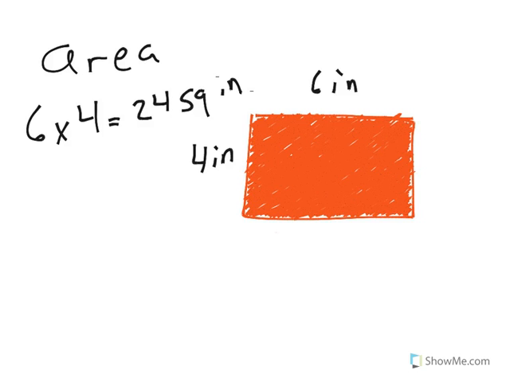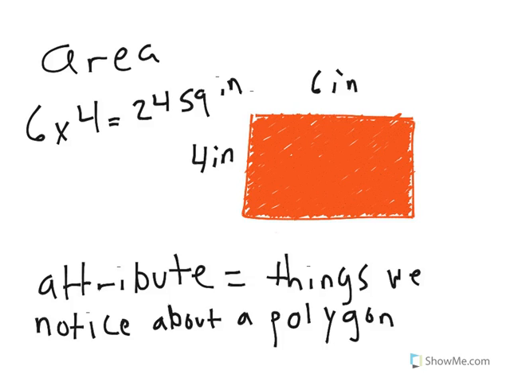But what we're going to be talking about today is something way different than area. So this rectangle has an area of 24 square inches. That's actually an attribute of this rectangle, along with it being 4-sided, having 2 sets of parallel sides, and having 4 right angles. We're going to talk about a brand new attribute, and by attribute I mean things that we notice about a polygon.